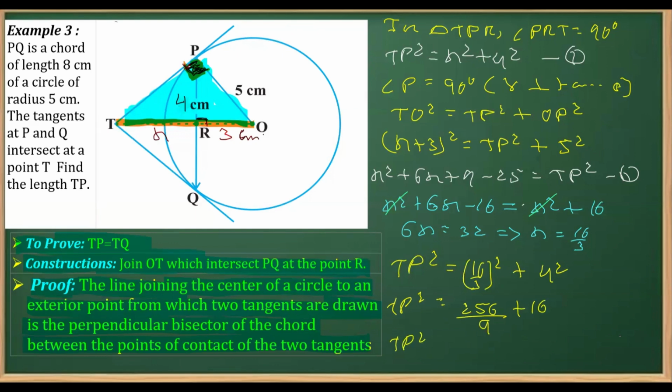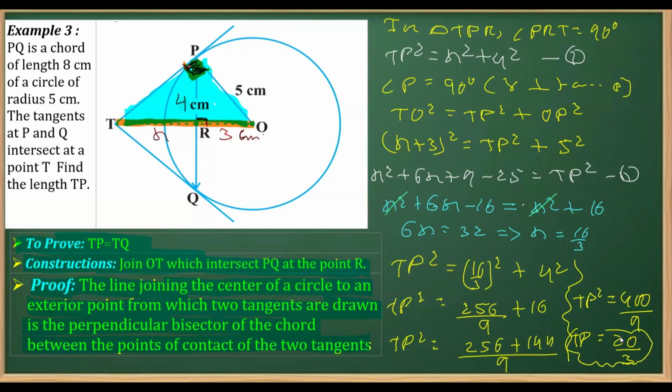So TP square, on taking LCM, is 9 in the denominator. This is 256 plus 16 into 9, which is 144. So TP square is equal to 400 over 9. And to find the length of TP, I'll have to take the square root of this. The square root of 400 is 20 and the square root of 9 is 3. So we got the length of TP, this is what we had to get. The length of TP comes out to be 20 over 3 centimeters.